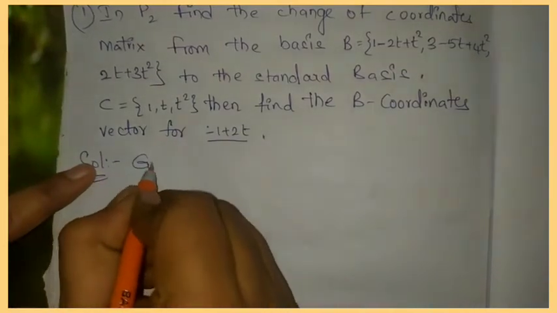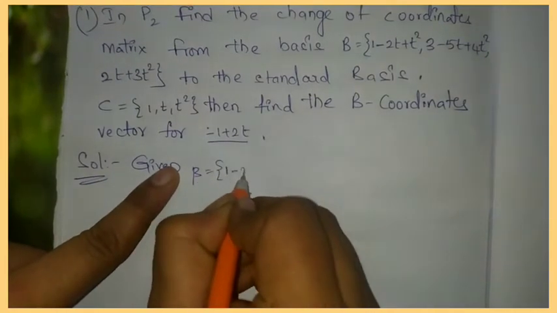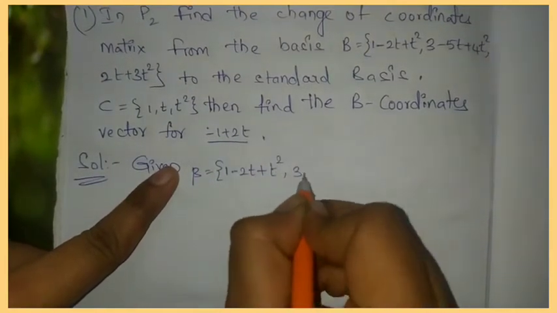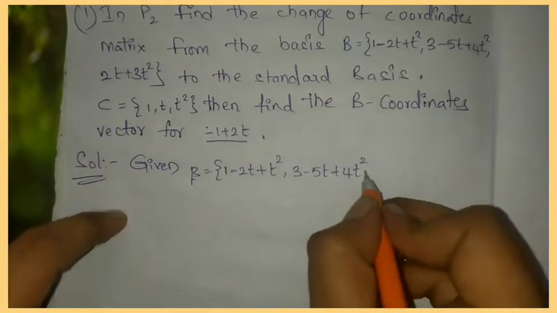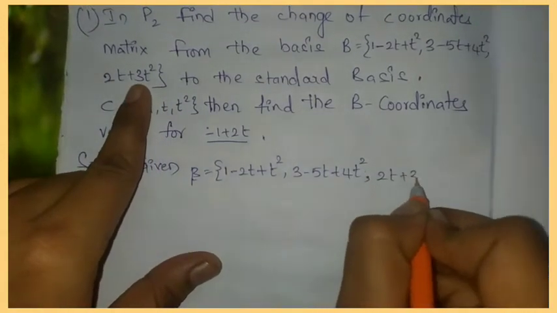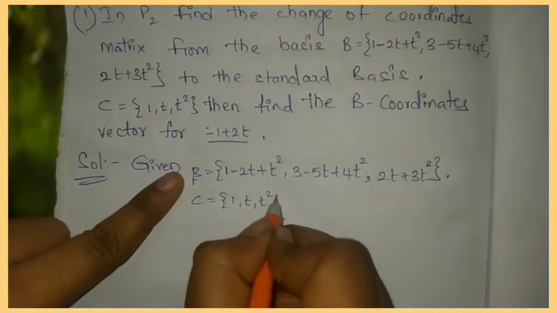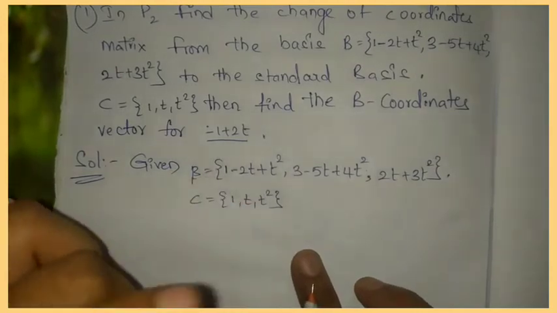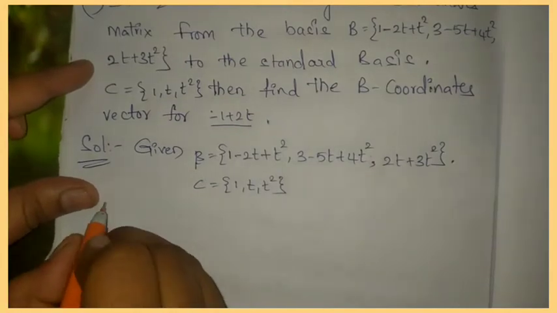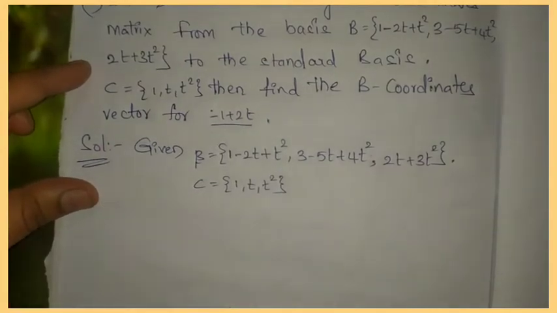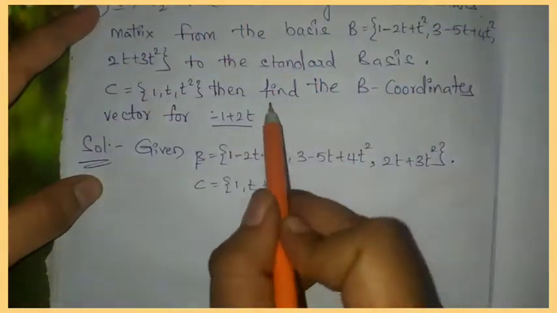First we will write the given B is equal to 1 minus 2t plus t square, 3 minus 5t plus 4t square, and 2t plus 3t square. Okay, and C is equal to 1, t, t square. These are the two bases of P2 of F. Here in this question two questions are there. Find the change of coordinates matrix. This is one question, and find the B coordinates.